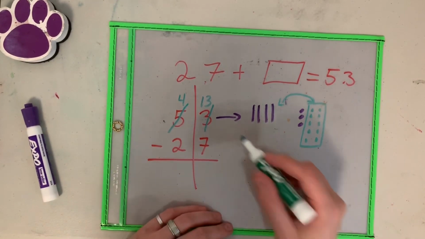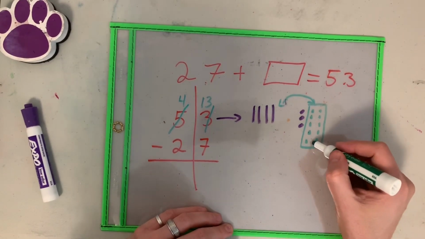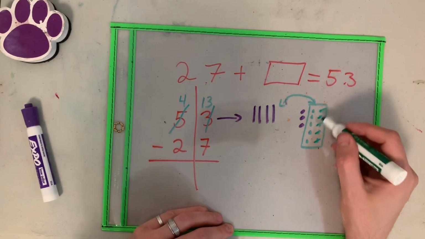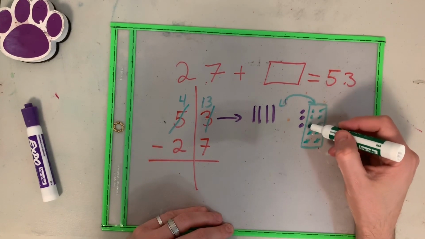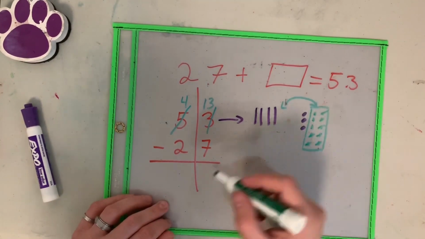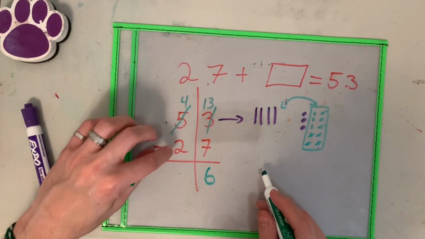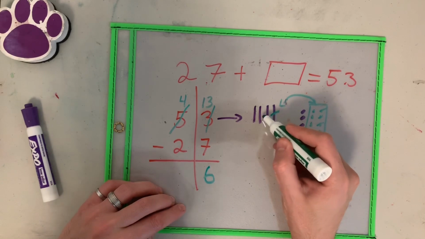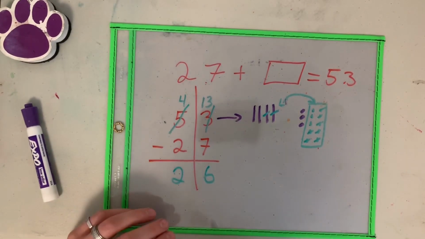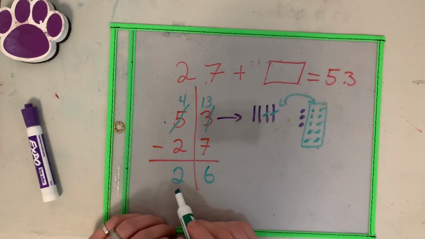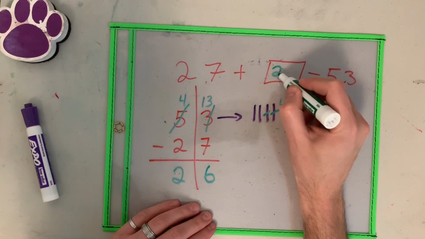Ahora puedo restar. 13 menos 7. 13 minus 7. I take away 7. 1, 2, 3, 4, 5, 6, 7. How many do I have left? 1, 2, 3, 4, 5, 6. I have 6. Then I need to take away 4 minus 2. Take away 2. 1, 2. And I have 2 left over. 2. So what is the answer? It's 26. The answer that we're looking for is 26.